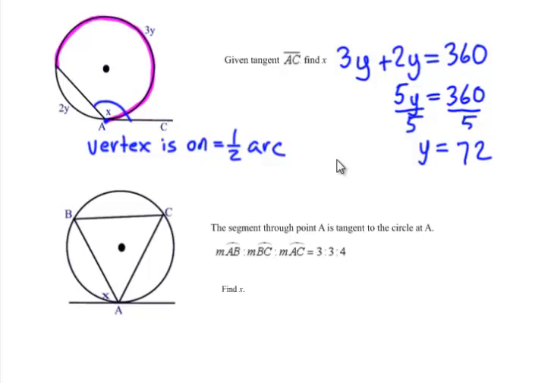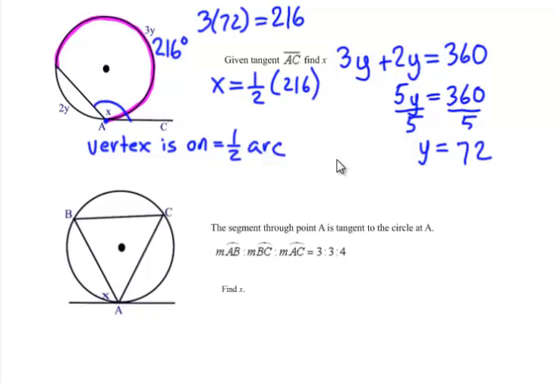Okay, now we want to plug this back in, and we're going to do 3 times 72, because that's what we're looking for. So 3 times 72, what's that come out to be? Well, I got Jen here. She can help me out. 216. All right, so our arc is 216 degrees. Now, again, back to what we're looking for, our angle x. X is going to equal half of the intercepted arc. So half of 216, x is going to equal 108 degrees.